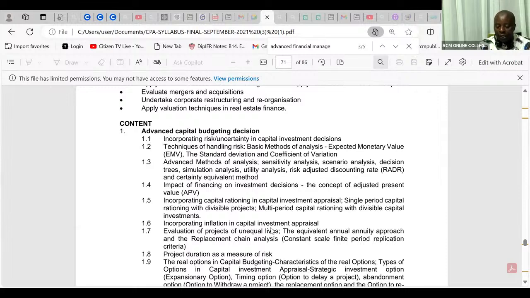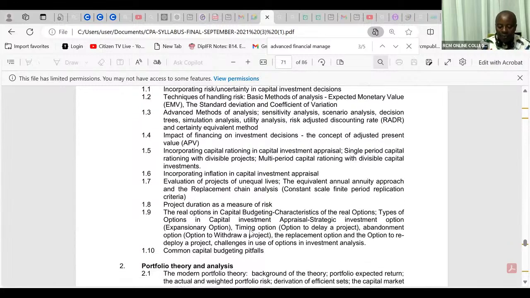Incorporating inflation in capital investment appraisal, this is very, very common in your exams. Evaluation of projects over unequal lives, using the equivalent annuity approach and the replacement chain analysis, constant scale finite period replication criteria. Very easy, you should be able to look at that. Project duration as a measure of risk.